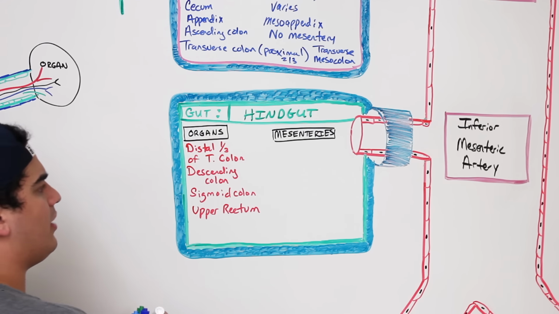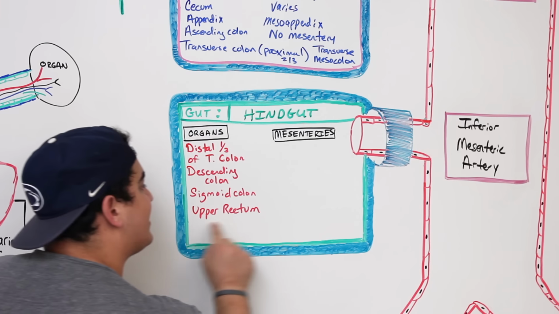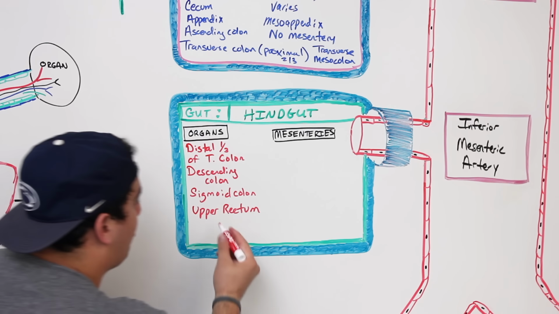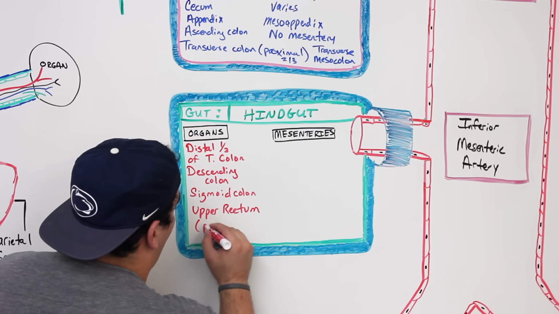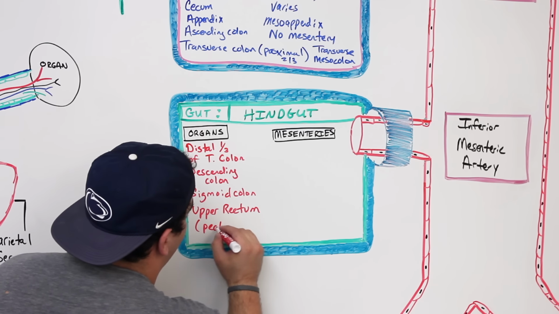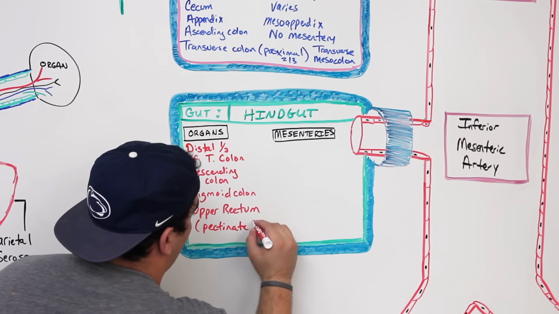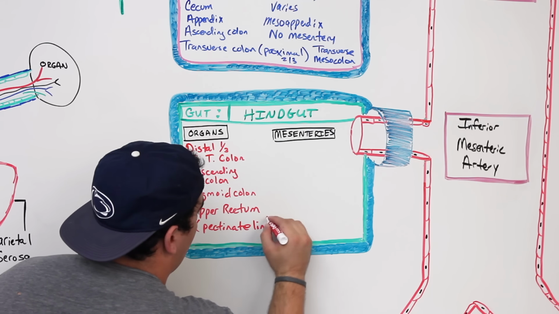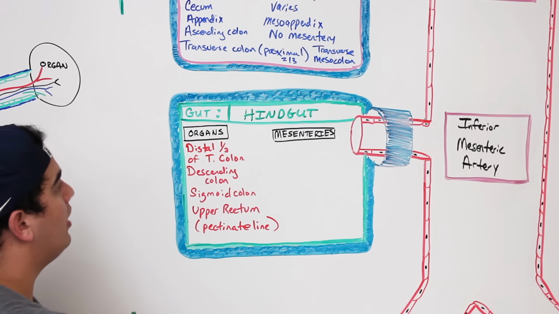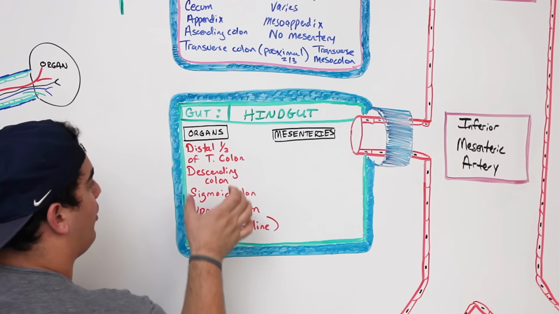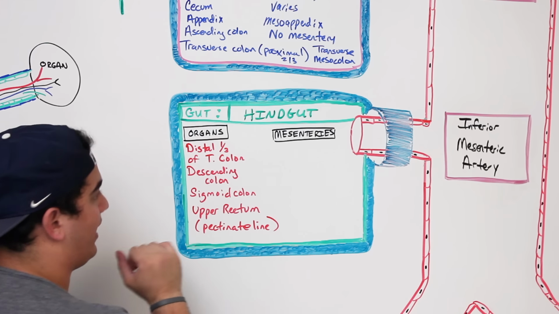Now, I thought you said rectum. Yeah, it is the upper rectum, but it stops at a specific point. You know where the upper rectum actually kind of hits where the hindgut ends? It's actually going to be called the pectinate line. So the pectinate line is really good at being able to separate the upper rectum from the lower rectum. Okay? So now we got hindgut here, distal 1/3, descending colon, sigmoid colon, upper rectum, pectinate line.